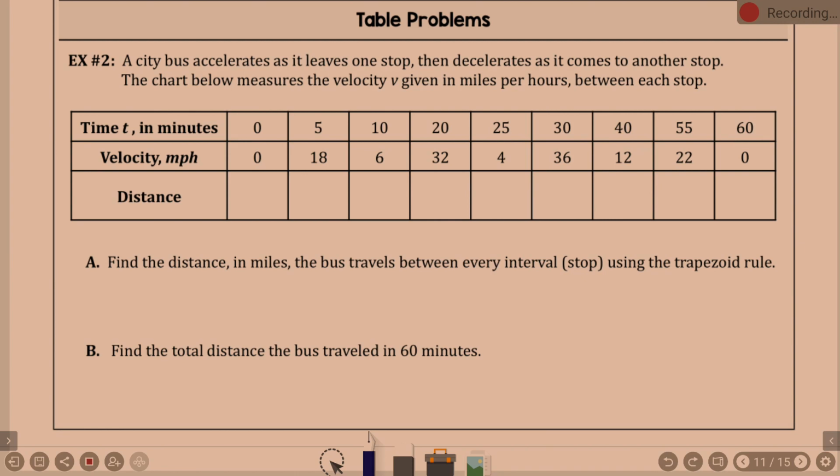So we have a 3-piece chart here. We have time provided in minutes, velocity provided in miles per hour, and we have to fill in the distance. I think we need to fill in the distance before we do A and B, right? A is to find the distance in miles the bus travels between every interval or stop using the trapezoid rule. We'll do an example here, and then we can apply it by subbing in the other numbers.